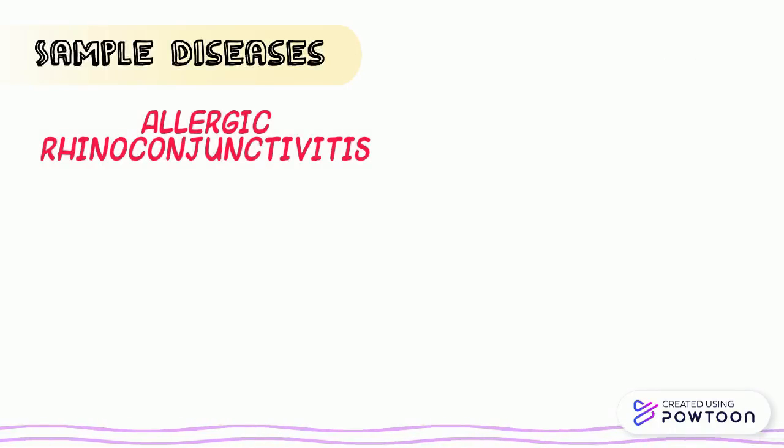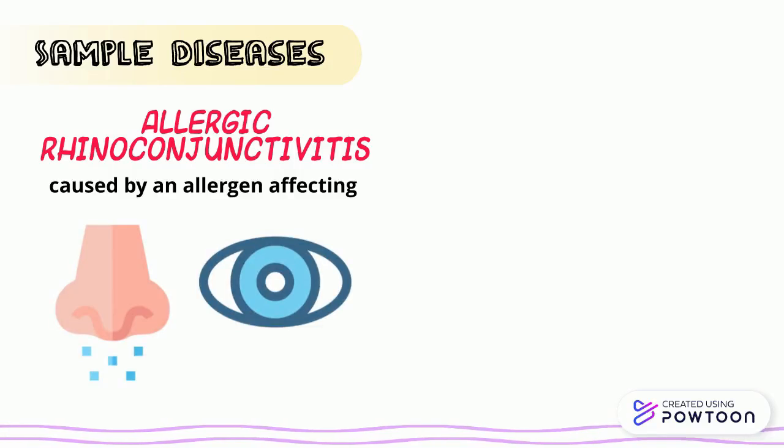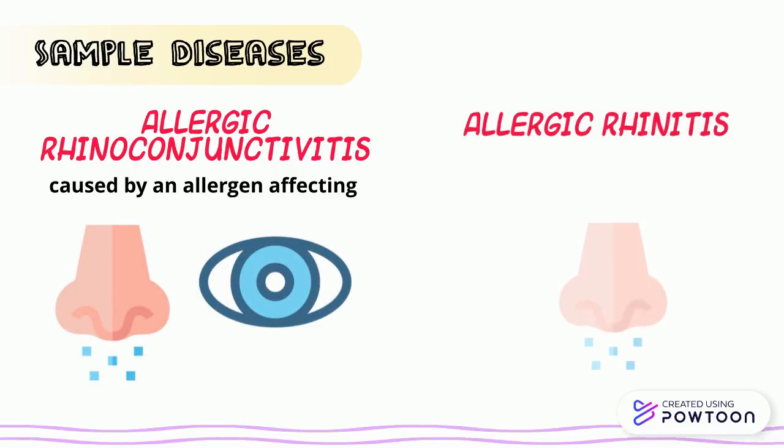First is allergic rhinoconjunctivitis, which is a disease that's caused by allergens that affects the nose and the eye at least once a week. Allergic rhinitis only affects the nose, and this is also called hay fever.